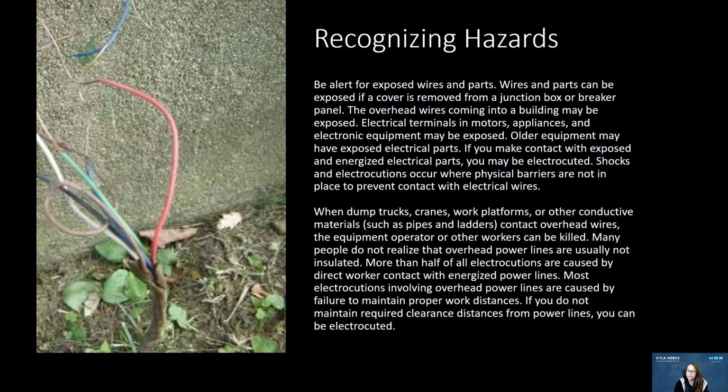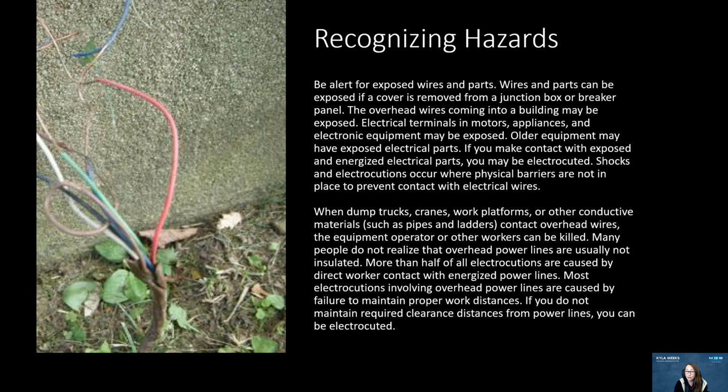Be alert for exposed wires and parts. Wires and parts can be exposed if a cover is removed from a junction box or a breaker panel. The overhead wires coming into a building may be exposed. Electrical terminals in motors, appliances, and electronic equipment may be exposed. Older equipment may have exposed electrical parts. If you make contact with exposed and energized electrical parts, you may be electrocuted.